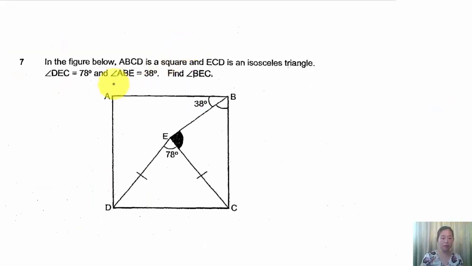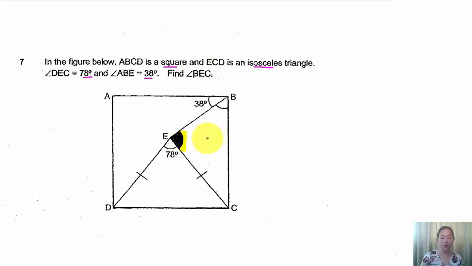Question 7. In the figure below, ABCD is a square and ECD is an isosceles triangle. Angle DEC is equal to 98 degrees and angle ABE is equal to 38 degrees. Find angle BEC. So the important thing is whatever angle you want to find, it's good to actually highlight.